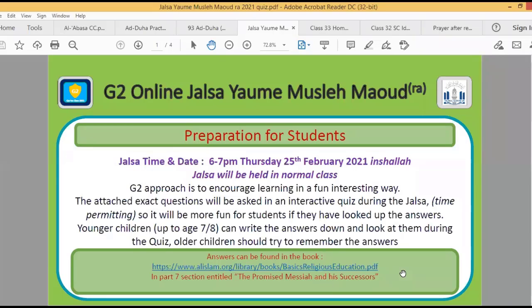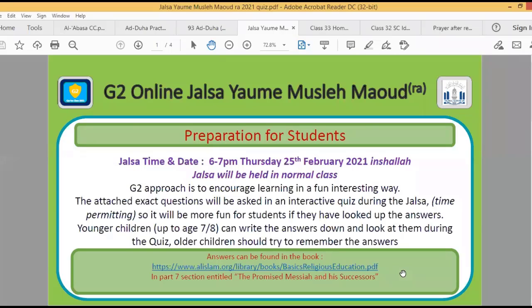But older children, we encourage you to try and remember the answers rather than noting them down and looking at those notes. That's to encourage you all to improve and increase your knowledge of the answers as well. Of course you can refer to them if you're really struggling, but try to remember them off by heart.